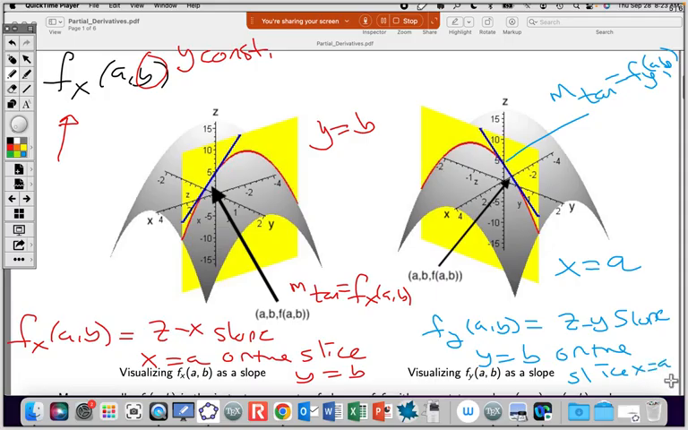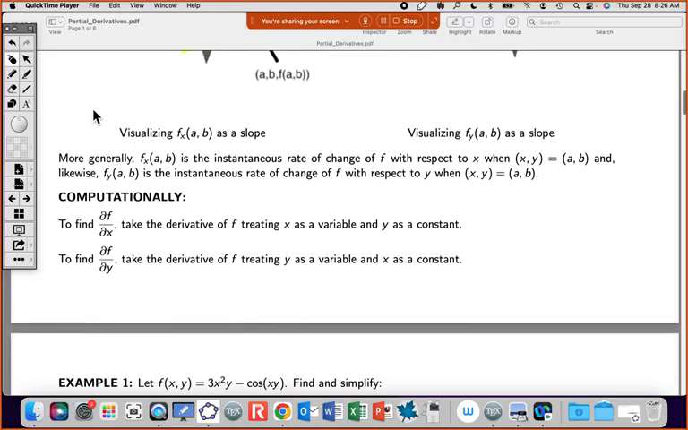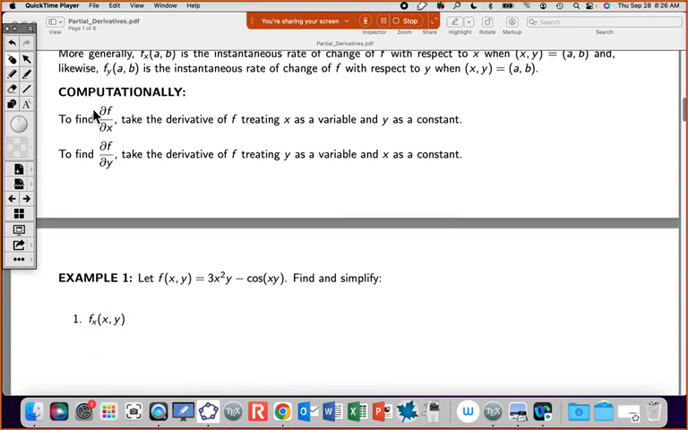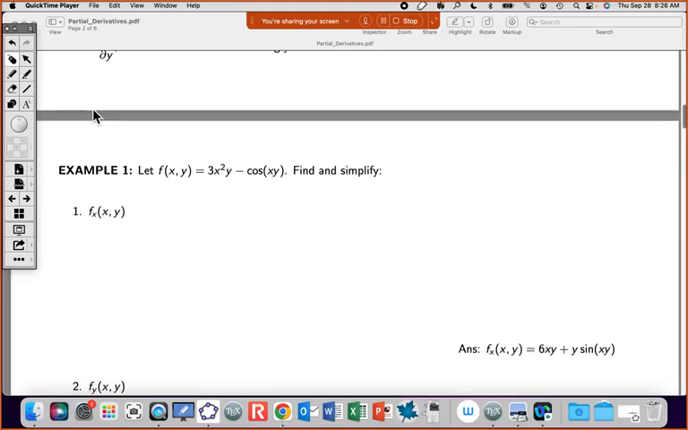So when we talk about holding the variable constant, that's what we're talking about. We're taking a function of two variables, holding one constant, which brings it back to a function of one variable, and then we're basically doing calculus on it. All right? So this is how we take partial derivatives.